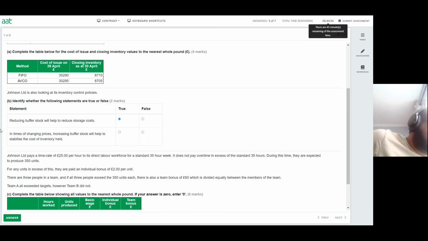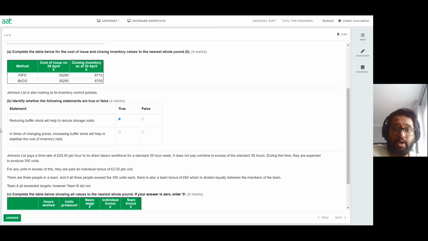I know it says when the prices are changing, increasing the buffer stock will help. They didn't say, what is that again? Possibly or not possibly. It can help you. The reason why is because you are still maintaining a standard amount of inventory there. So therefore, the cost of inventory held does not fluctuate too much.